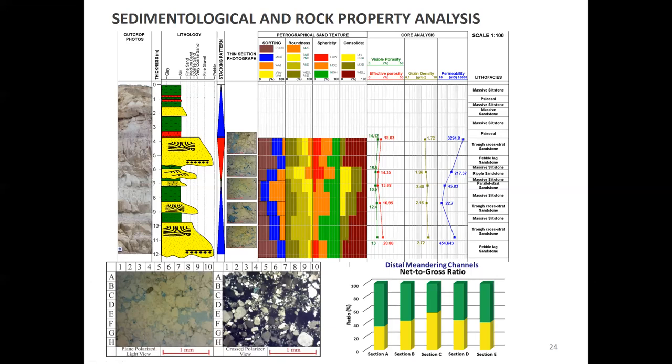From the porosity and permeability measurements, it appears that the trough cross-stratification facies demonstrate good properties among the others, such as effective porosity up to 20%, and permeability could be up to 400, and in the top could range from 400 up to 3,200 millidarcy.